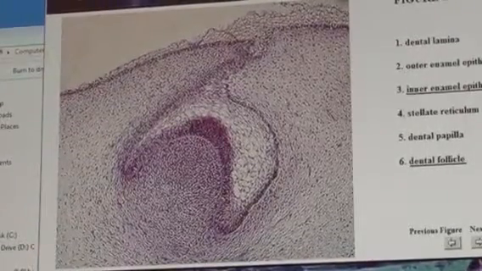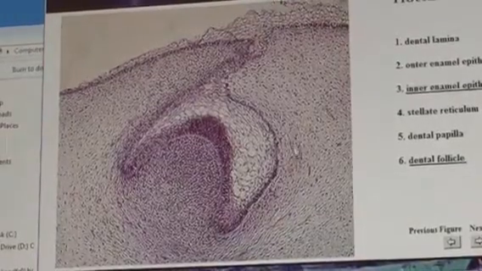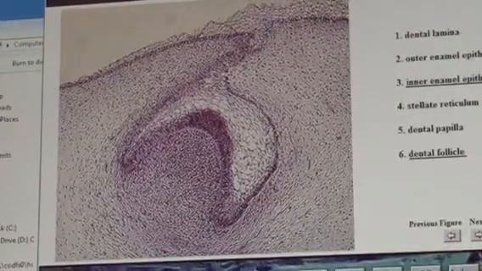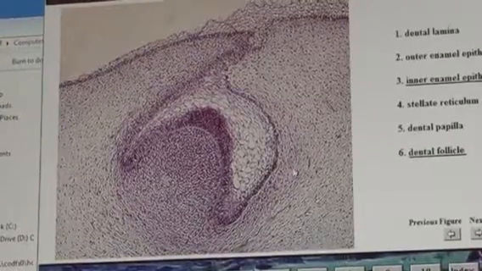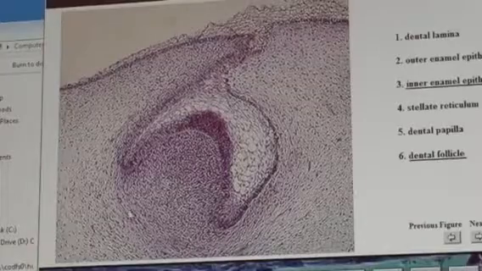The other thing that you can see on this one that we didn't see on the previous slide is we have the dental follicle going all the way around. Is that the same thing as the dental sac? Same thing as the dental sac.